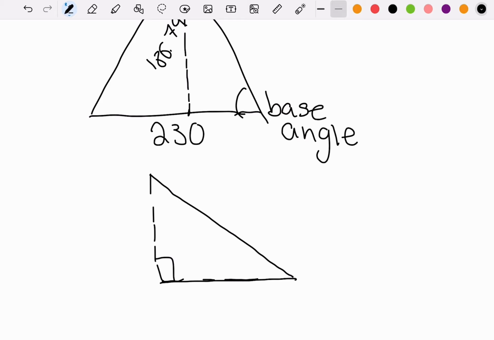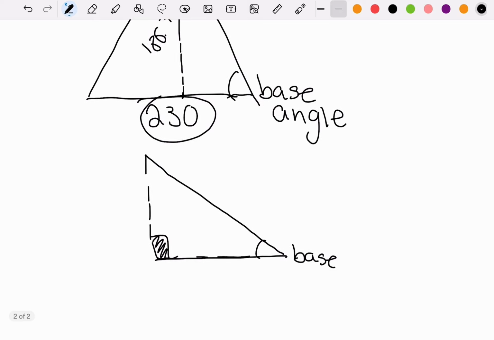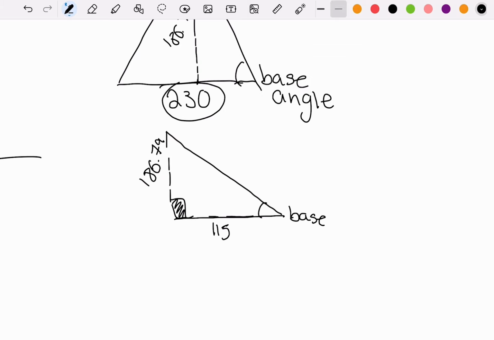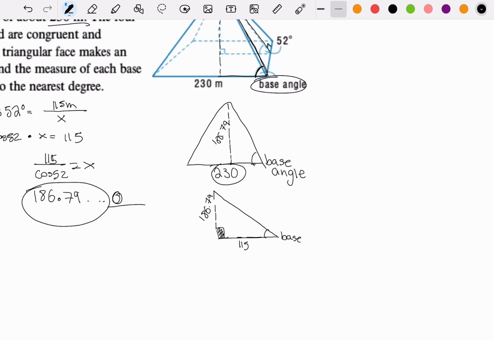So this is going to be 90 degrees. This is still the base angle. And then again, we have 230. So since we divided the triangle in half, it's going to be 115. And this height is going to be 186.79. So now we can, again, use SOHCAHTOA.